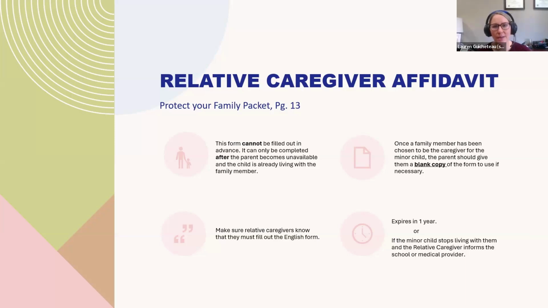Again, this form has to be filled out in English. And it's sometimes a good idea, if you haven't done the delegation of powers and you are a parent, to give relatives this form so that they have it in case it's needed. It expires after 1 year that it's been filled out by that caregiver, or if the child stops living with the relative.